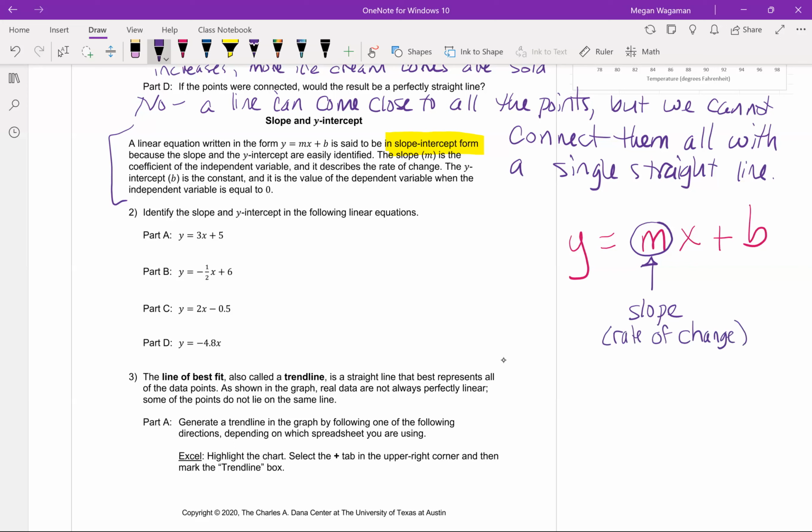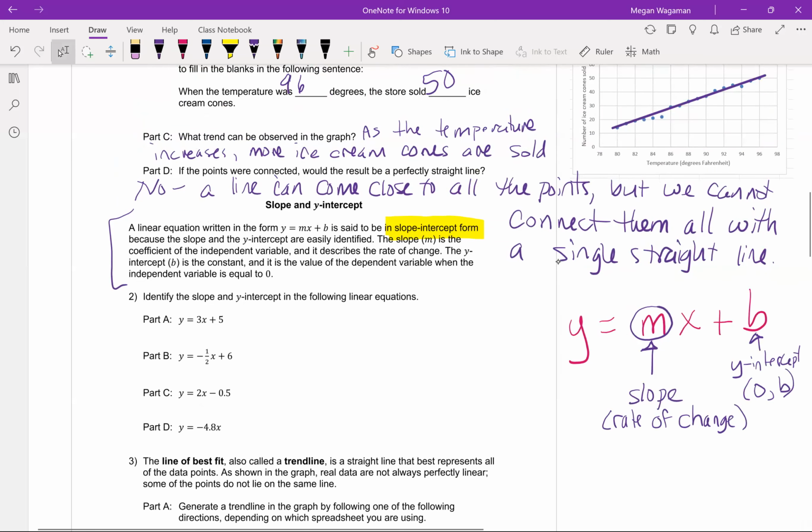Then the y-intercept is the constant. It's the number that's by itself. What this actually means is that this is the point at zero, comma b. So it's the value of the dependent variable, which is often y, when the independent variable, x, is zero. Our graph doesn't include zero, it starts at a temperature of 78 degrees. But we could imagine if we found a line to fit our data nicely, and kept that line going and going until we reach x equals zero, that would be the y-intercept.